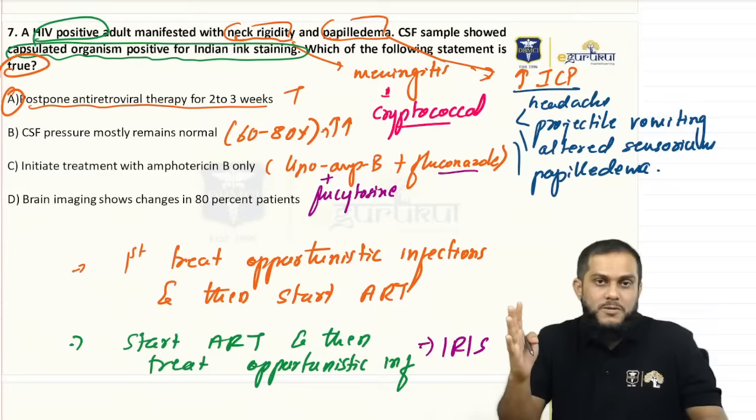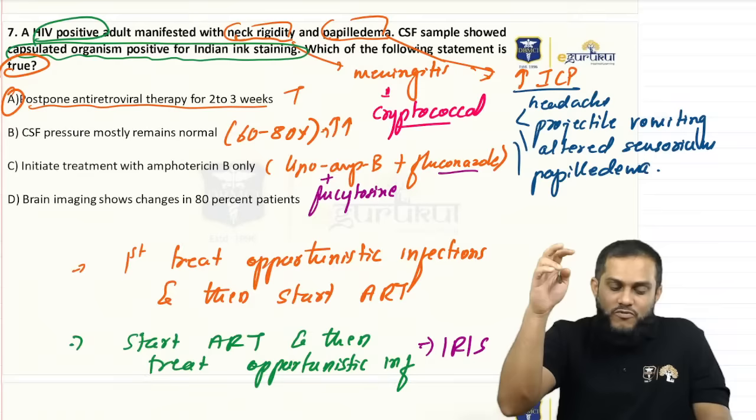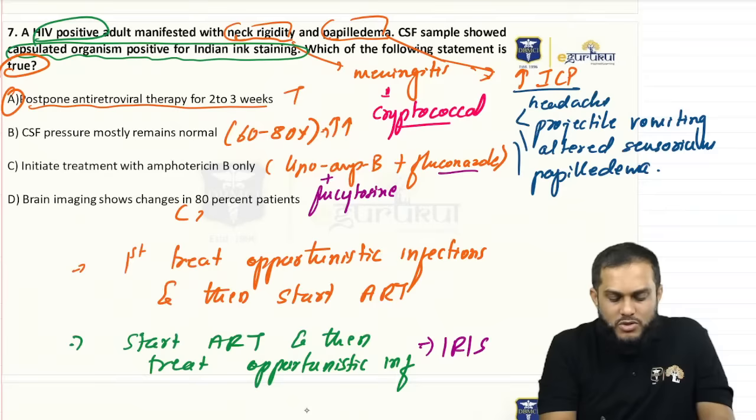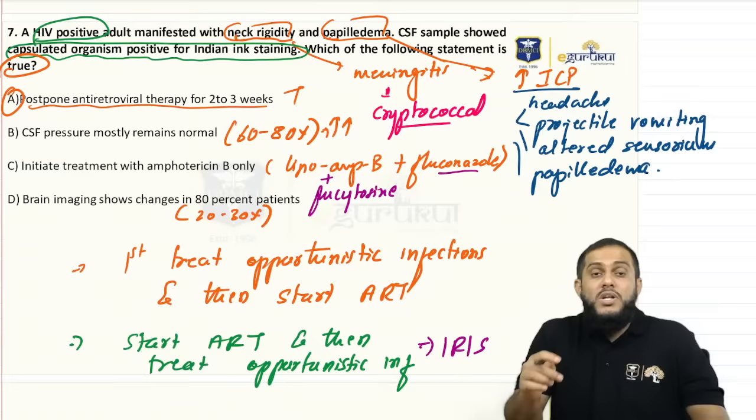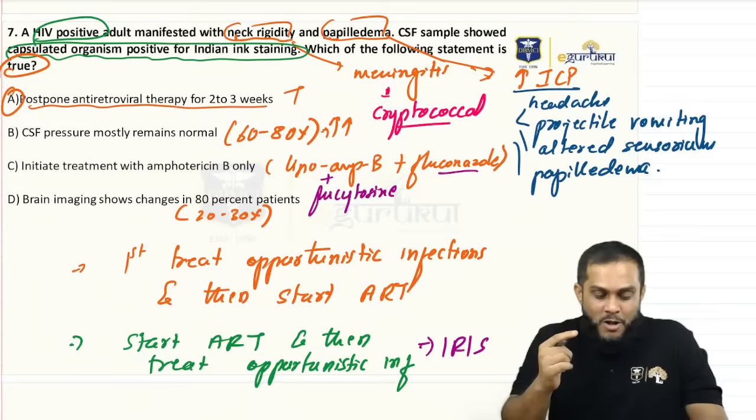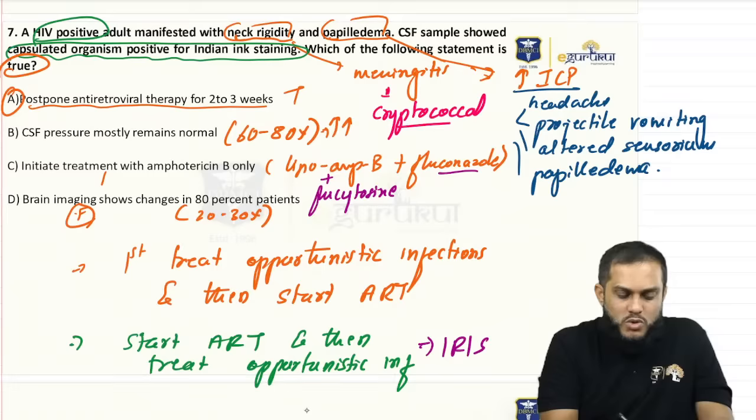Brain imaging shows changes in 80% of the patients. Answer is no. Brain imaging shows changes in 20 to 30% of the patients, not 80%. Only 20 to 30% of the patients show changes in the brain when you take imaging of the brain. Therefore, this is a false statement. This is also a false statement.